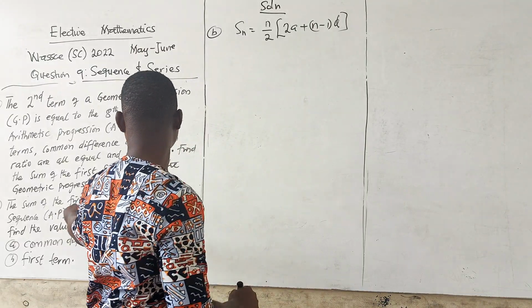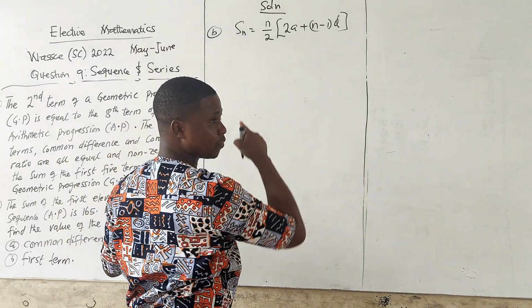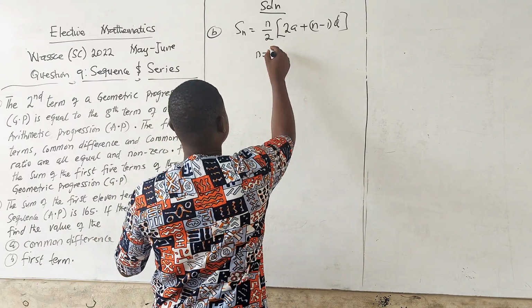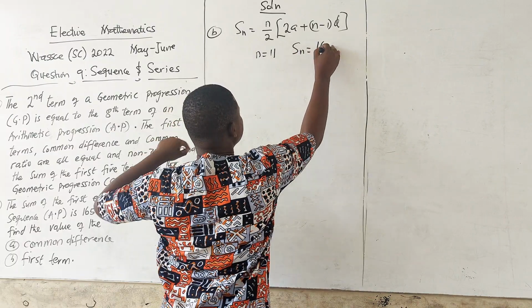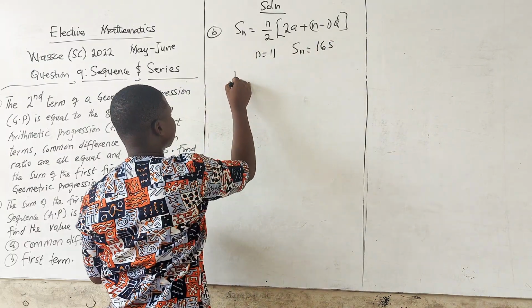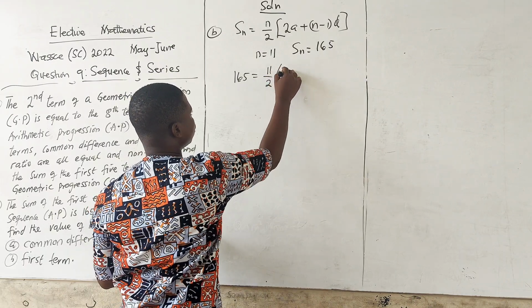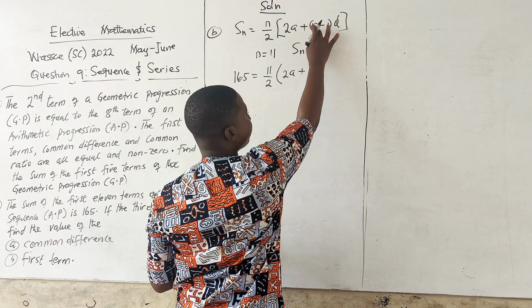So we are saying that the sum of the first 11 terms, so S11. So when n is 11, it means that our Sn will be 165. So it means 165 is equal to 11 on 2 into bracket 2a plus our n is 11. So 11 minus 1, so 10d.